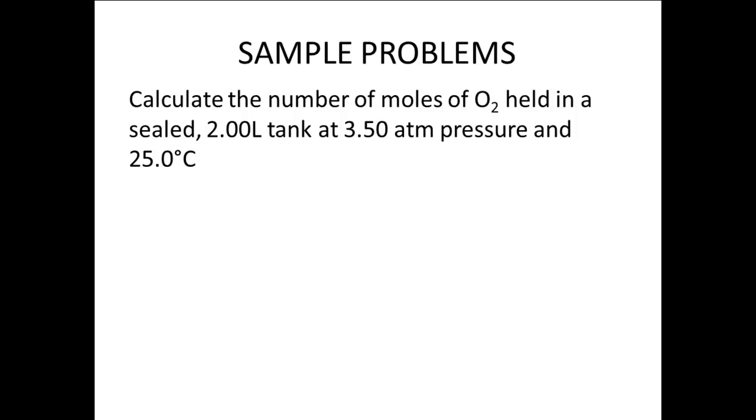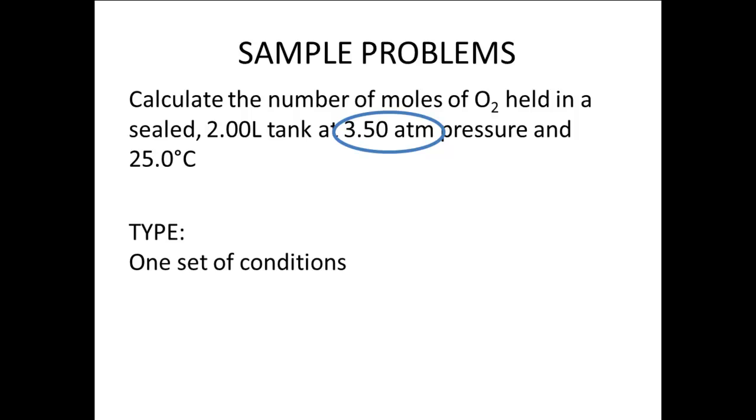Here's a problem. Calculate the number of moles of O2 held in a sealed 2.00 liter tank at 3.50 atmospheres pressure and 25 degrees Celsius. Which type of problem is this? This is one set of conditions. There is one pressure, one volume, and one temperature. So we use PV equals nRT.